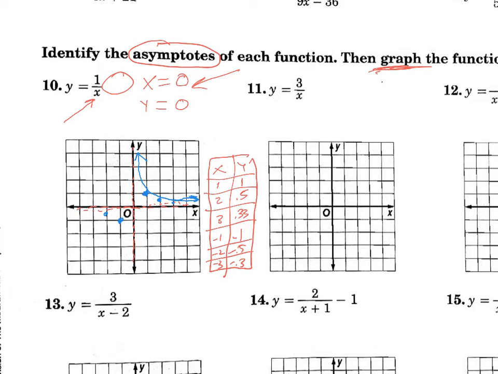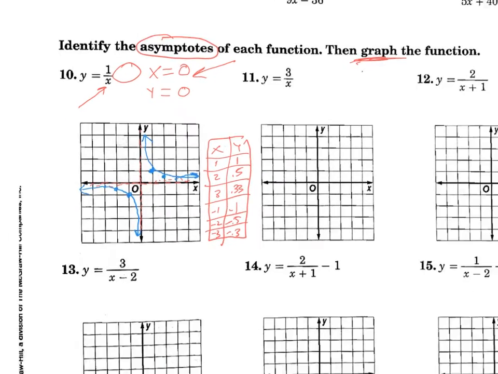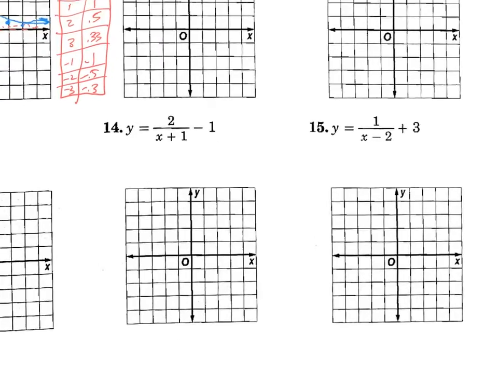-2.5, and then -3.3, right? So once again, it's going to get close to our asymptotes, but never quite touch, and you end up with a mirrored image graph. Let's do one that has a little more complication than that. How about number 14?